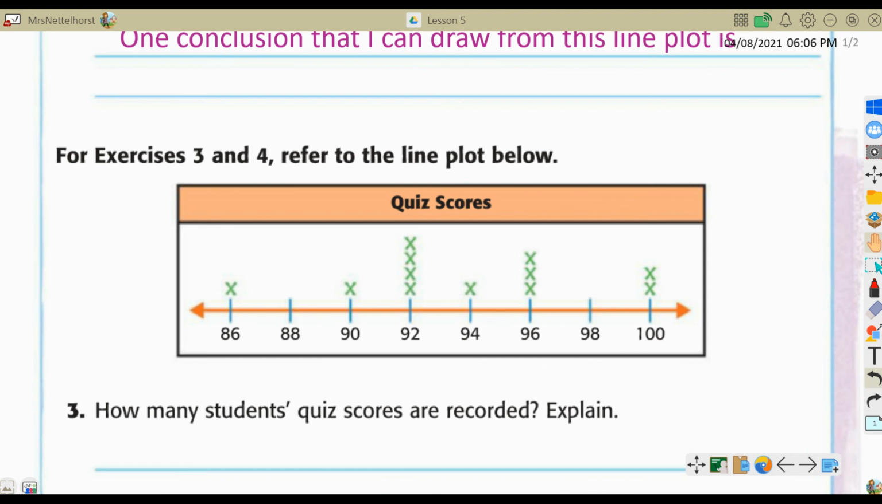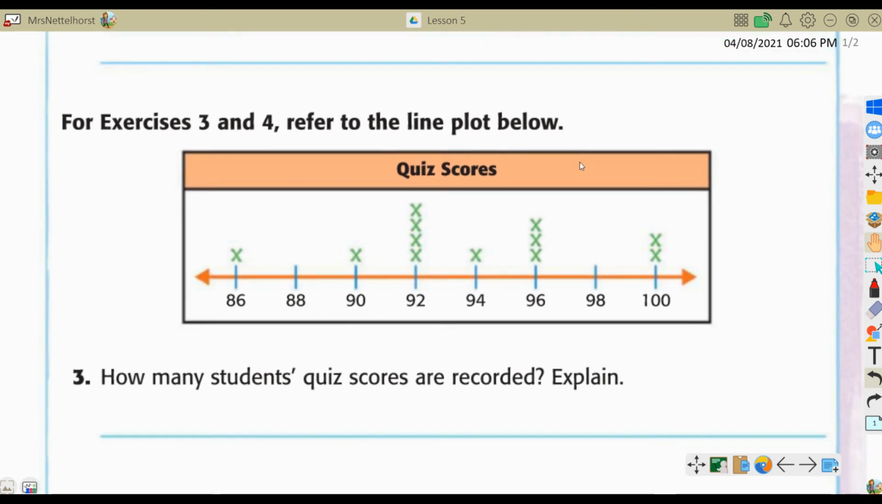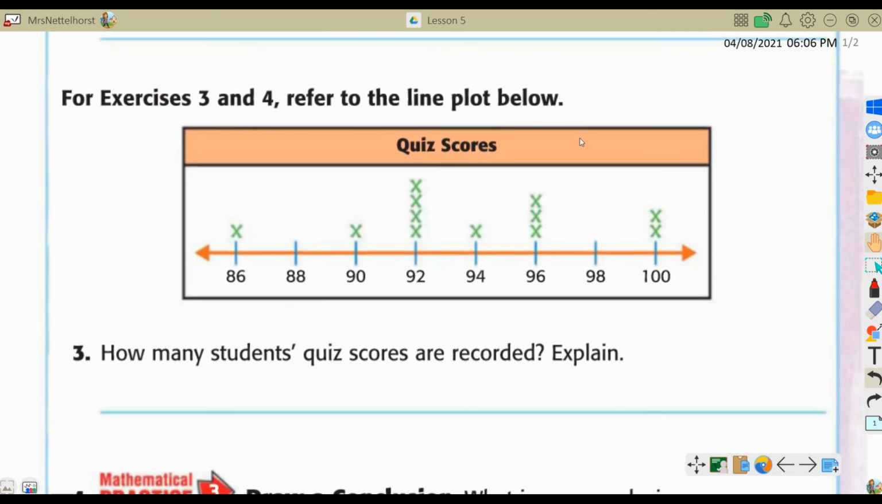Okay, for exercises 3 and 4, you're going to refer to the line plot below. How many students' quiz scores are recorded? So you're going to get this a lot. Okay, these are all the quiz scores. Each X represents a student, and these numbers down here are the grades. So one student got 86, nobody got 88, one student got 90, 4 students got 92, one student got 94, 3 students got 96, nobody got 98, and 2 students got 100.